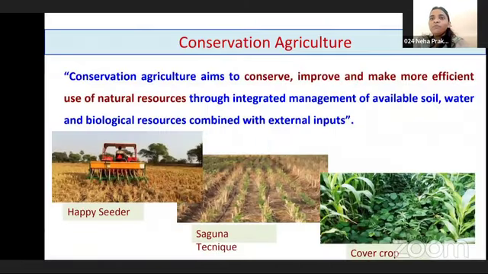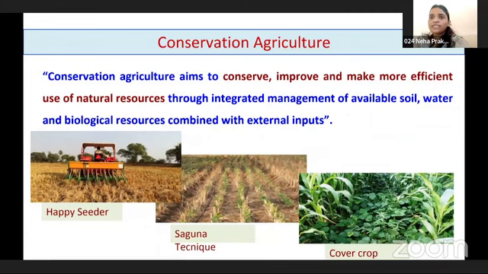The another important technology, that is a conservation agriculture. As the name indicate, conservation that aim to conserve and improve and make more efficient use of the natural resources. Here we can see some pictures of the different technologies. The first one is a happy seeder. This happy seeder is the type of the equipment that used in the Punjab.